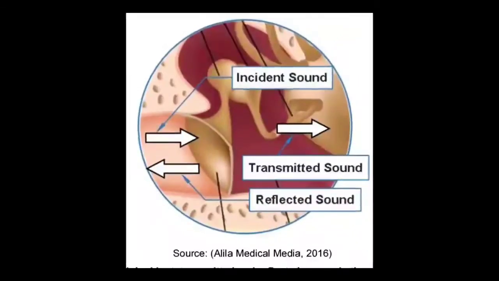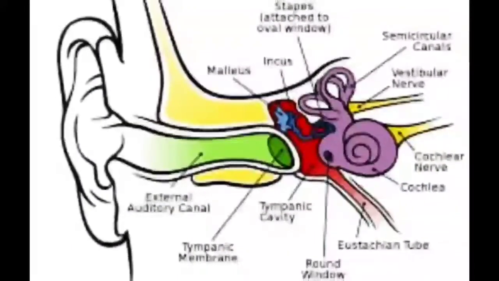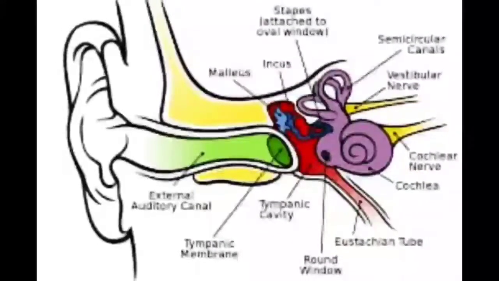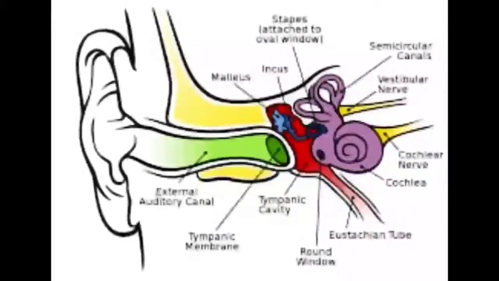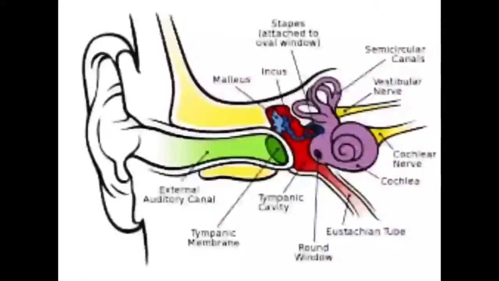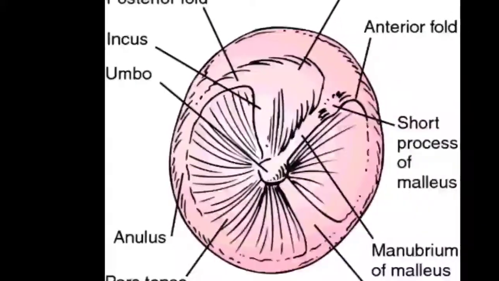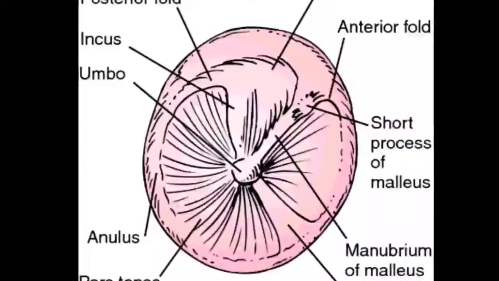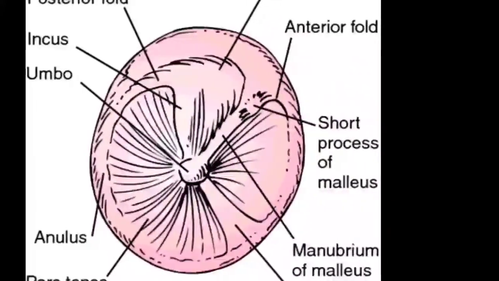Now consider this racket and the strings to be the tympanic membrane, and the rubber which I threw at the racket to be the sound waves. If the tympanic membrane is tense, the bouncing, that is the reflection of the sound waves, will be more. And if the tympanic membrane is loose, the bouncing or reflection of the sound waves will be less. This is the basic physics by which tympanometry works.